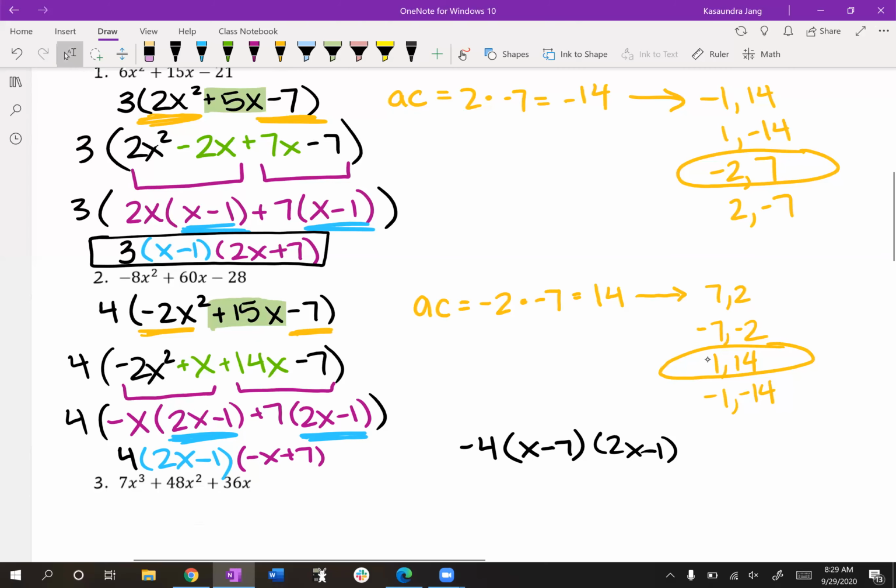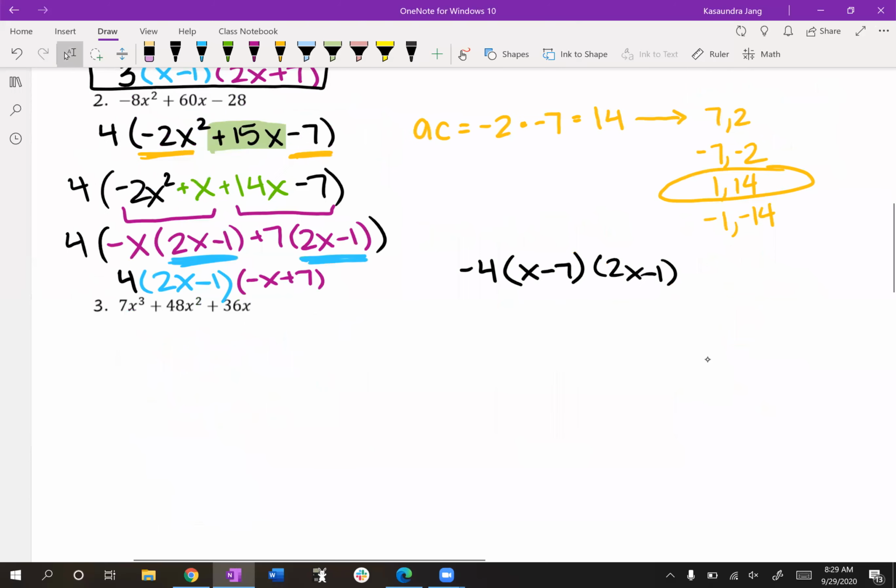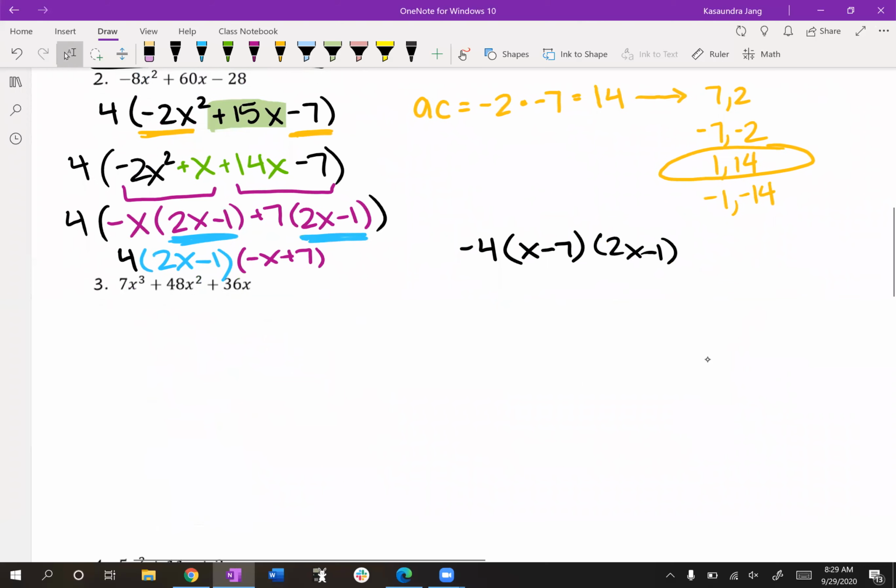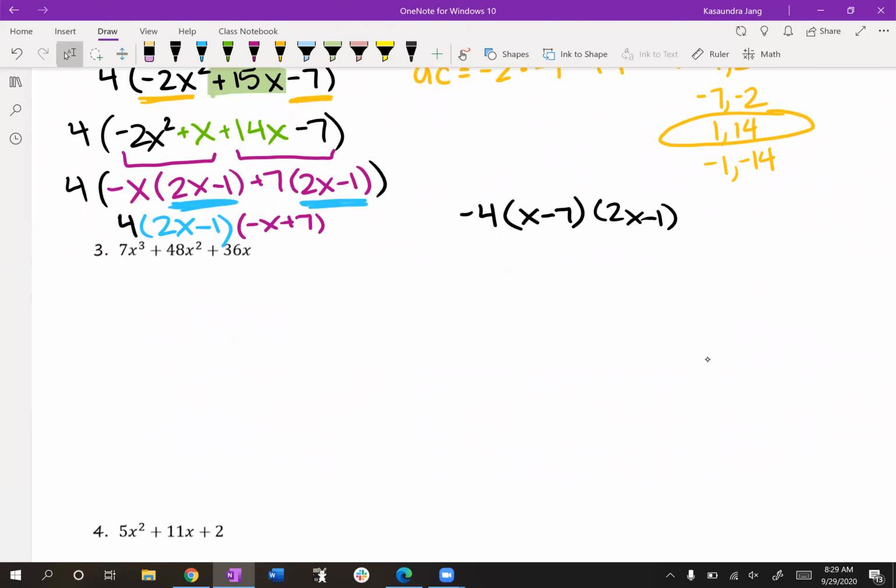All right, so then let's look at number 3 here. I'm going to start with the GCF again, the greatest common factor. All right, so let's see here. All right, so Timena, what is our GCF in this case?